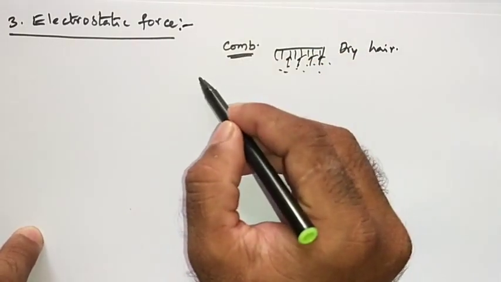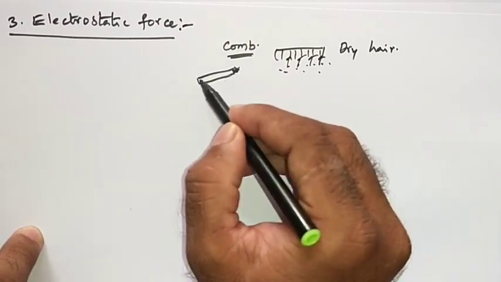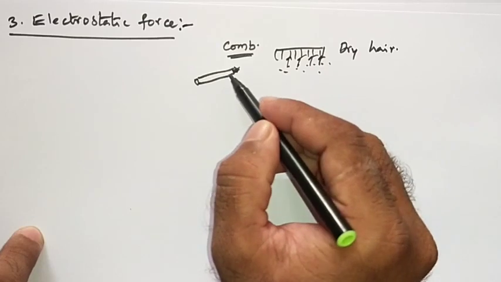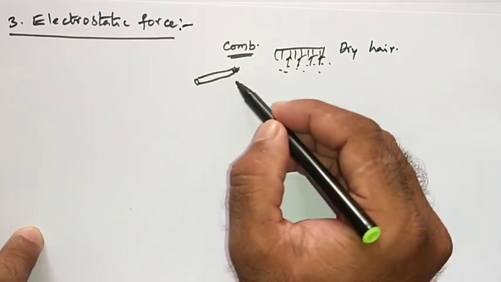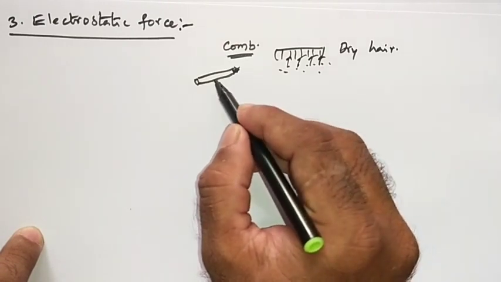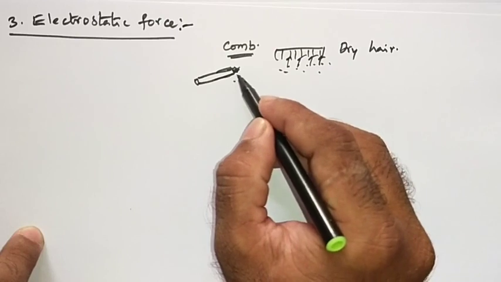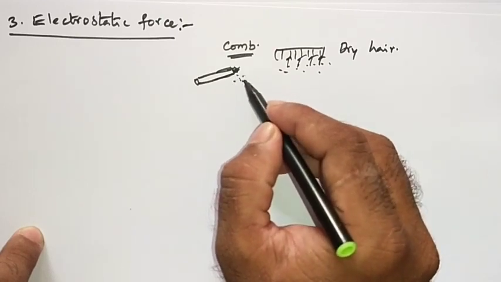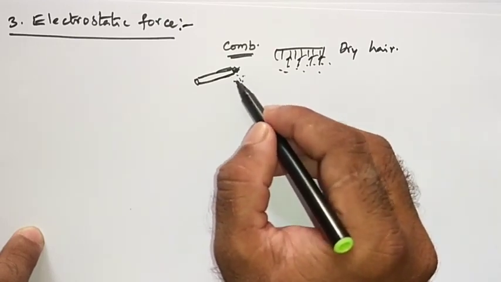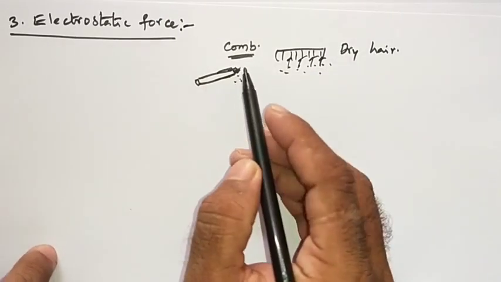And second one is you take a ballpoint pen and rub this ballpoint pen with your dry hair again. It should be glass or plastic. Then bring it near the piece of paper so that you can observe that the pen attracts the piece of paper. So this is also an electrostatic force example.